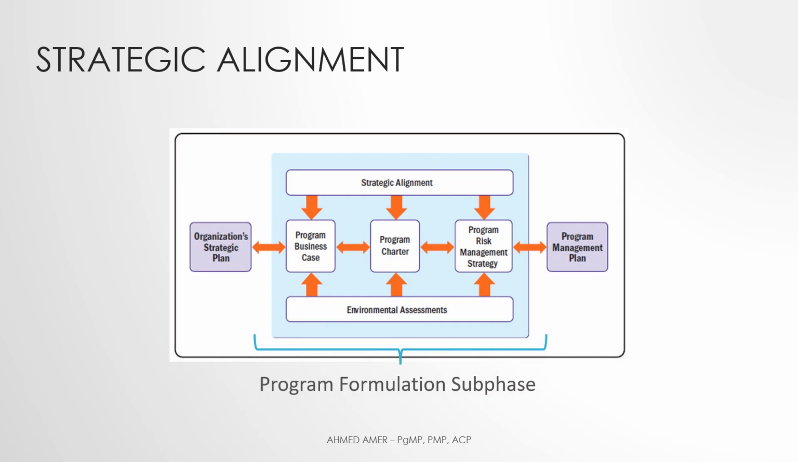The shown figure depicts the components of strategic alignment, their sequence, and their interactions. The strategic alignment process is initiated during the execution of the program formulation subphase and runs until the end of the program lifecycle. So everything starts with a program business case. As we said several times before, the program business case must align with the organization's strategic plan.